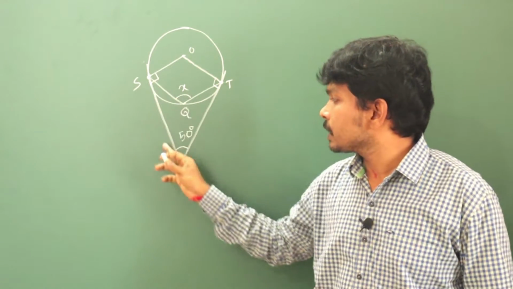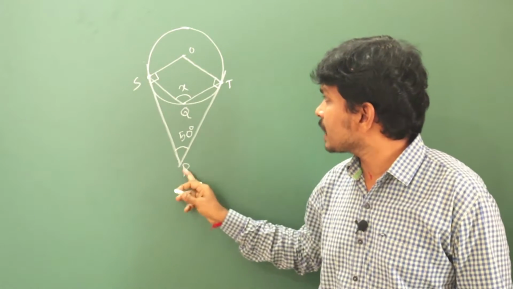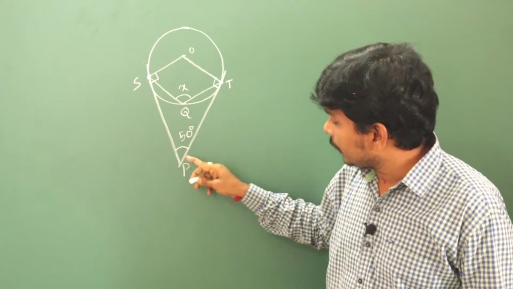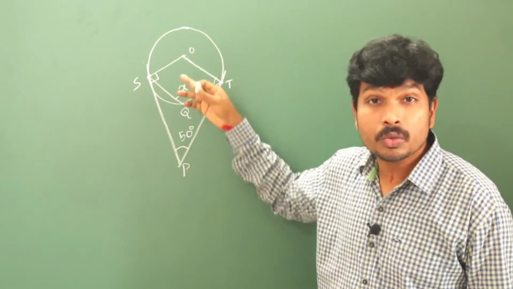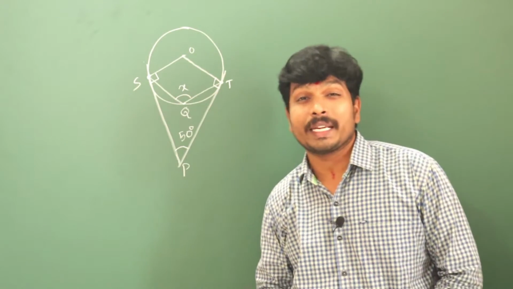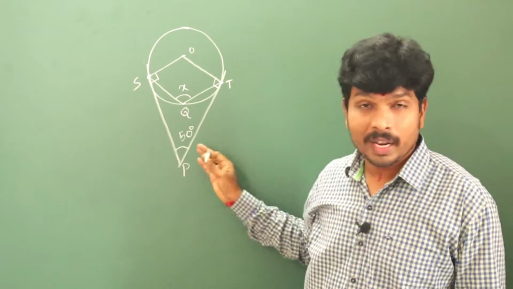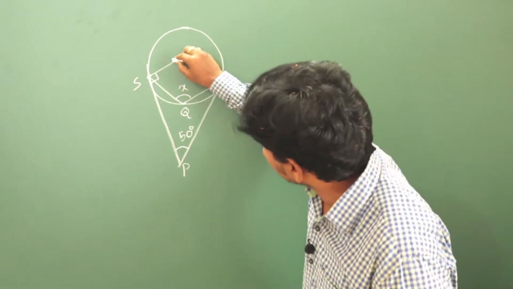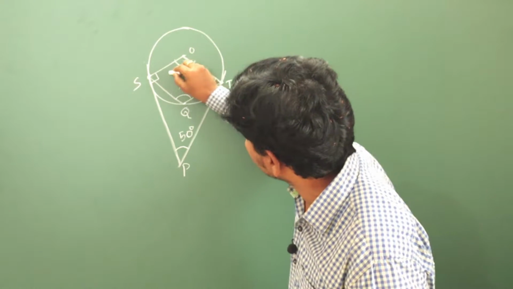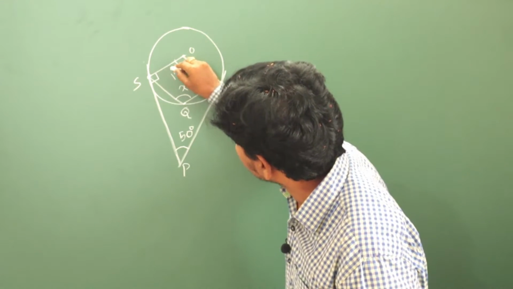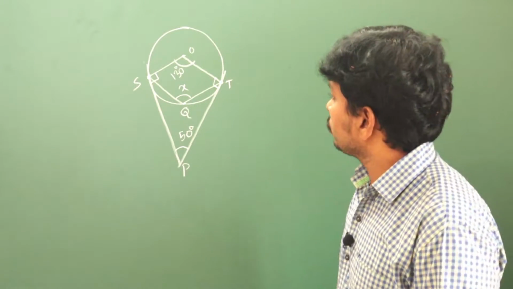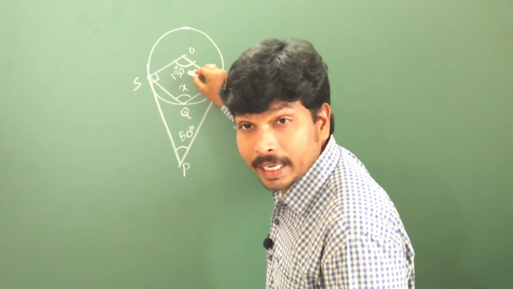Now observe, this is a quadrilateral. OSPT is a quadrilateral. This is 90, 90, 180. And the sum of these two angles also definitely will be 180, because the sum of the four angles in a quadrilateral is 360 degrees. Okay, so that's why here your angle is 50 degrees, no? Here your angle is 130 degrees. We proved that also. This we proved.